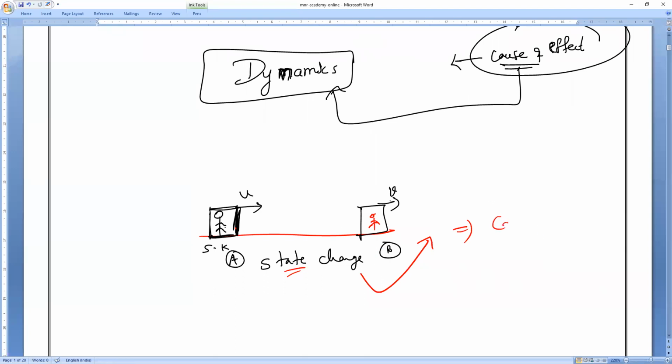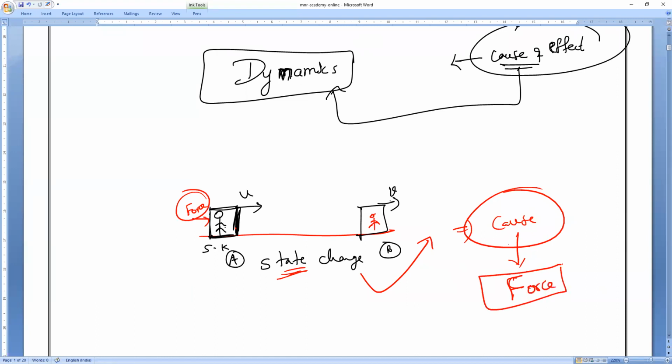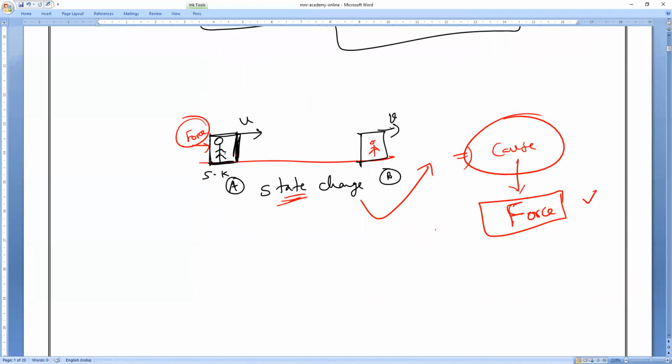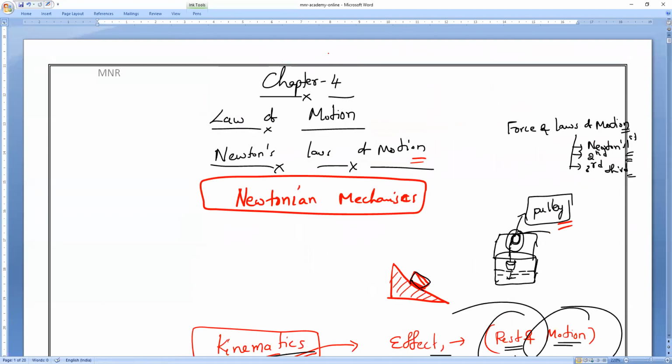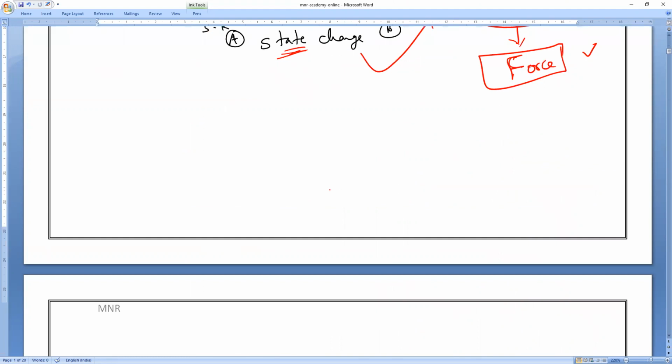Who is causing this? How will the box move? Something should be applied. What should be applied, everybody? Force. That is what is called the cause. The cause behind the state of motion or state of rest, whatever it is, is force. That is what the laws of motion are about. We are going to discuss the entire laws of motion chapter. What is force? How does it make the body move? What is the effect of force?